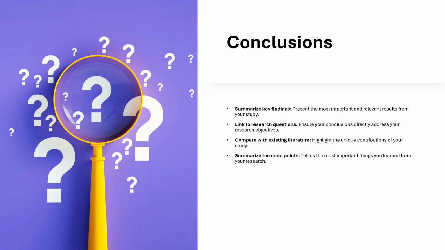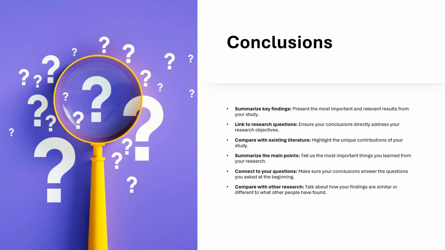So, you're going to summarize the main points. Tell us the most important things you've learned from the research that you've undertaken and connect your questions. Make sure your conclusions connect and answer to the questions you asked at the beginning of your research. And compare your research with other relevant research. Talk about how your findings are similar or different to what other people have found out and have published in the relevant scientific or other relevant articles or reports that you've found in your literature review.